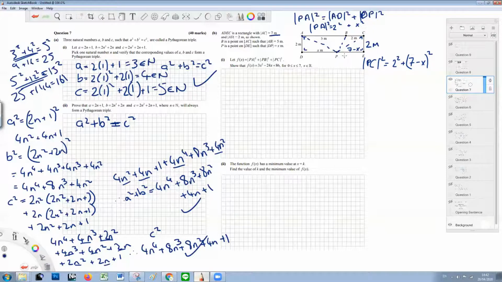Now, I know that this is 5 meters, so if I draw a line straight down here, this is now going to be a right angle. I know that this length is going to be 5 meters minus x. So this is 5 minus x, because if this length was 5, and if this length was x, this is 5 minus x. And I know this is 2, so PB squared is going to be equal to 2 squared plus (5 minus x) squared.